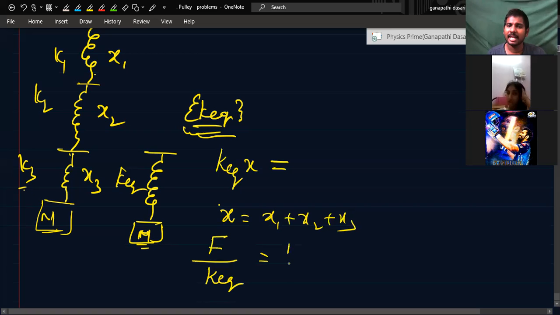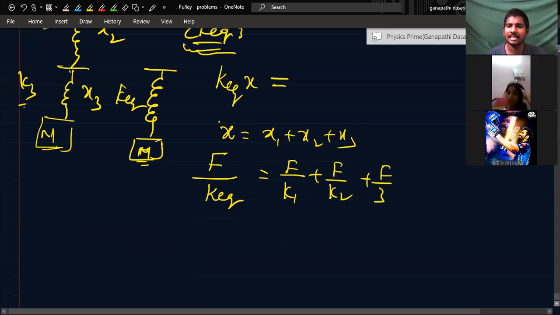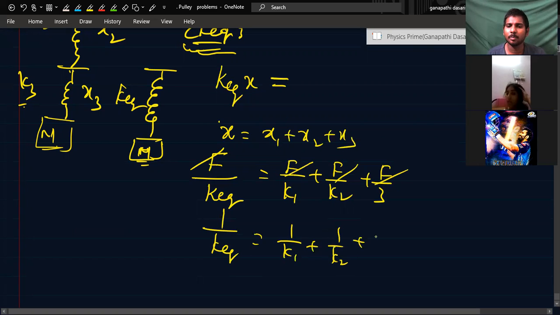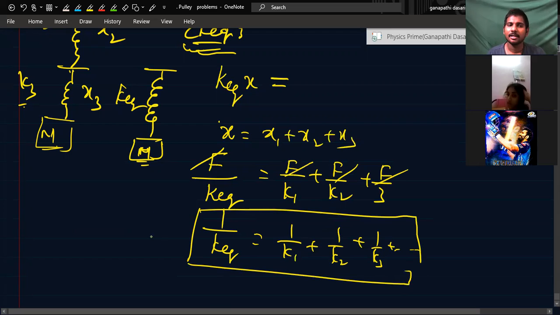That is equal to F by K1 plus F by K2 plus F by K3. So F is cancelled. So 1 by K equivalent is equal to 1 by K1 plus 1 by K2 plus 1 by K3, and so on. If there are n number of springs, this is the series equivalent spring constant formula.